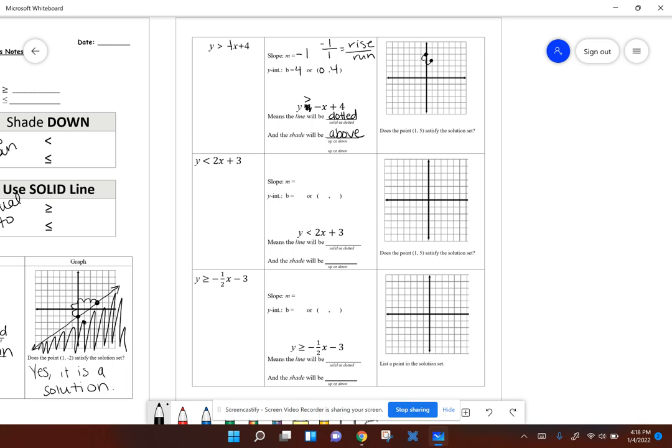Then recall that it's going to be a dotted line, dotted or dashed, however you want to represent this. And then the shading will be done above. Next, we can look at the point 1, 5 to see if it satisfies. The point 1, 5, 1, 2, 3, 4, 5 is in the shaded region, so that means yes, it does.